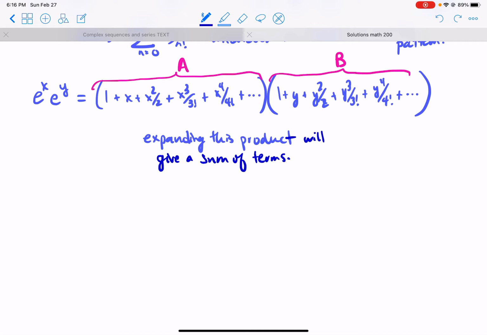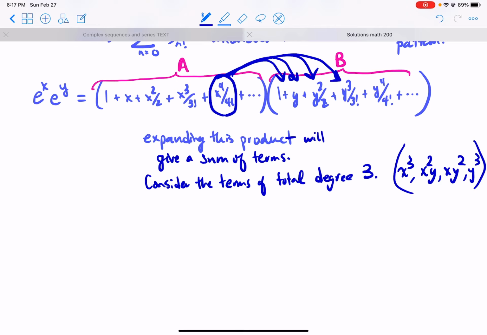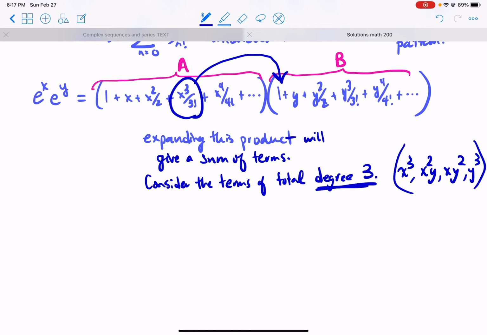So expanding this will give a sum of terms. Consider the terms of total degree 4. Why 4? Well, maybe actually 3 would be better. We just need to see what the pattern is. So of total degree 3, that means they could be x to the third, x squared y, xy squared, or y to the third. How many of these will appear? Well, let's see. So we could choose this term, and then it's going to hit every single term in the factor B when we multiply it out, but you'll see that the only way we can get a total degree 3 is if it hits the 1. In other words, we are going to get x to the third over 3 factorial from A.